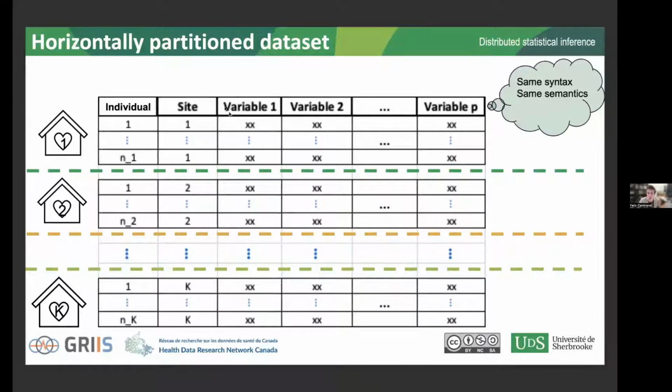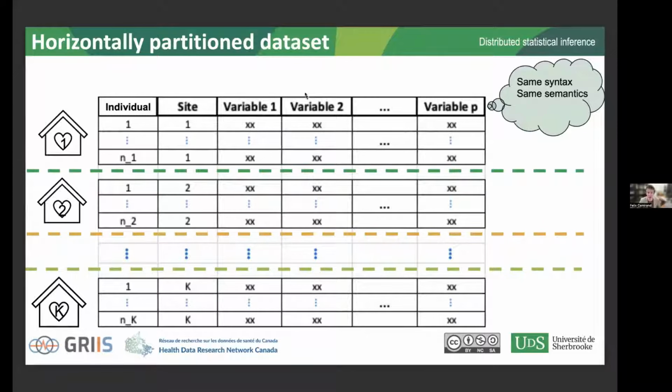So instead, you will basically calculate summary statistics to be exchanged to a coordinating center, which will then aggregate in some way the summary statistics that are shared by every node. And here we assume, which is a common assumption for a statistician, but a very strong assumption for a practitioner, that the variables have the same syntax and the same semantics.